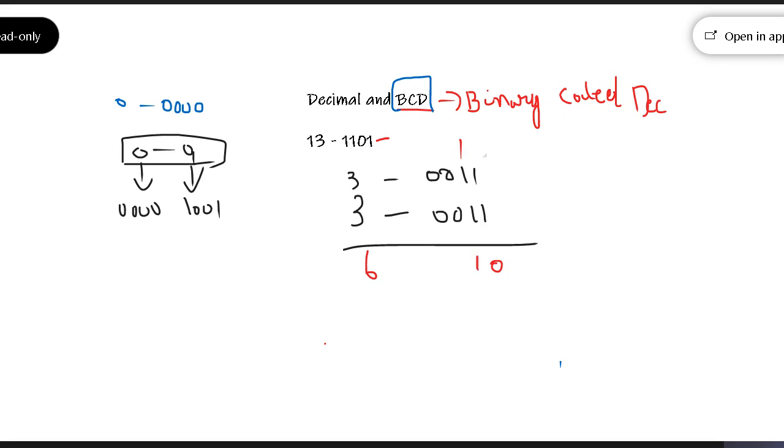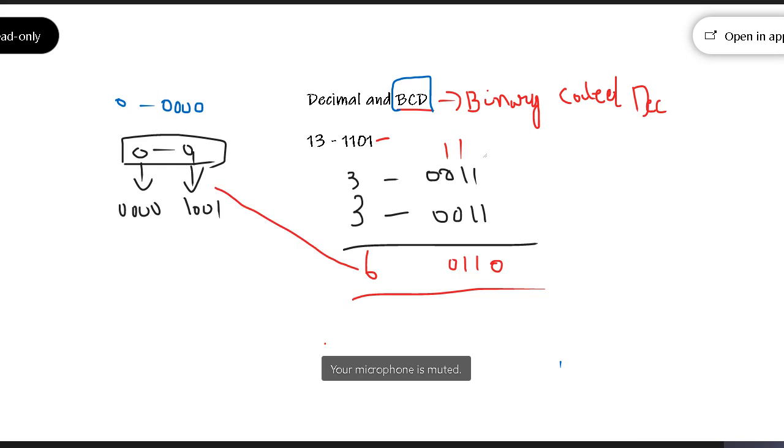This 1 will carry forward. So this is right, it is in the range of a valid BCD digit, because 6 is within 0 to 9. Now, what happens if you add another one? Something like 7 and 7.